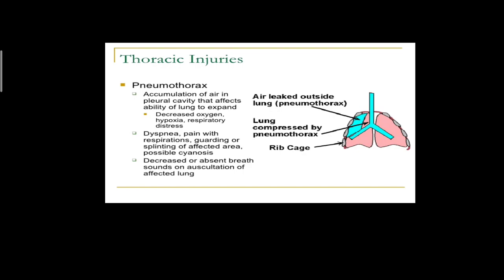Thoracic injuries like pneumothorax: accumulation of air in the pleural cavity that affects the ability of the lung to expand, causes decreased oxygen, hypoxia and respiratory distress. Symptoms will be present like dyspnea, pain with respirations, guarding or splinting of affected areas, and possible cyanosis. Decreased or absent breath sounds on auscultation of the affected lung can be found.